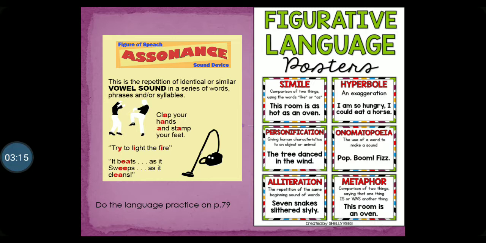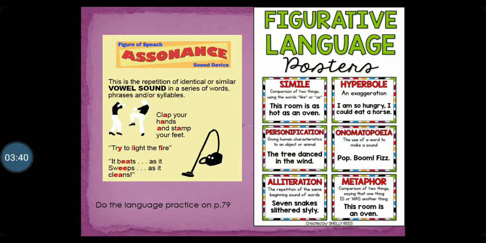Then the last one is a metaphor. Now a metaphor is the comparison of two things, saying that one thing is or was another thing. This room is an oven. Okay, so not saying this room is as hot as an oven, that would be a simile because of the as, but it's basically like a simile just without the like or as. Okay, that is a metaphor.